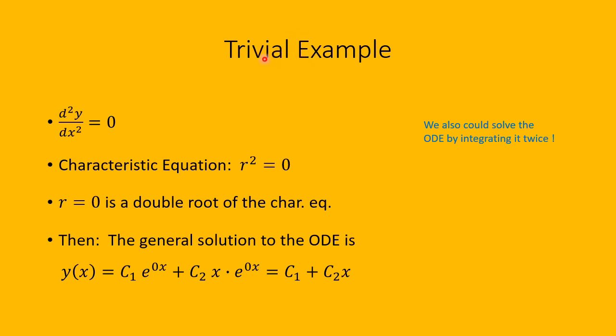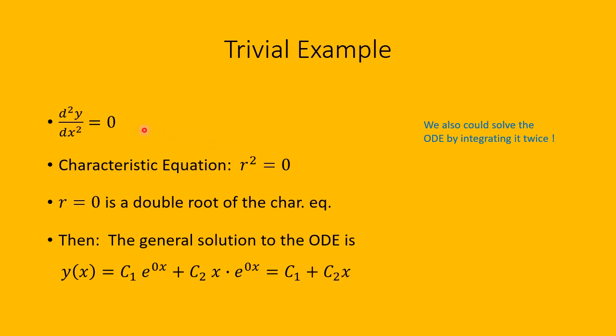Let's consider one more example, a trivial example having a double root. Let's just look at the second derivative of y with respect to x equals 0, this differential equation. The characteristic equation is r squared equals 0, so r equals 0 is the double root of that characteristic equation. So by what we have already said, the general solution to this ordinary differential equation is c1 e to the 0x plus c2 times x e to the 0x. Using the fact that e to the 0 is equal to 1, this simplifies to c1 plus c2 times x.